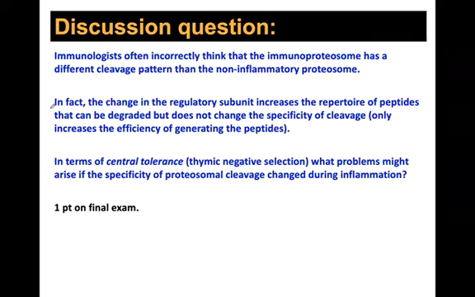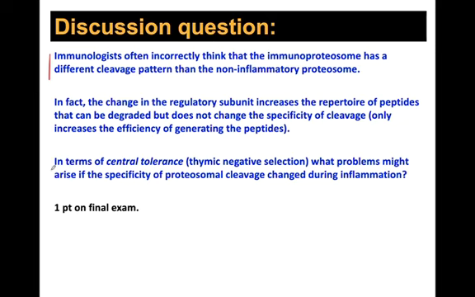Okay, and this is sort of going back to T cell development. It's often misquoted or misunderstood by immunologists, even today, that they will incorrectly say that the immunoproteasome has a different cleavage pattern than the non-inflammatory proteasome. And in fact, this is not true. It's actually increasing the efficiency of the process, where it's taking in stuff that doesn't have to be ubiquitinated, and it increases the efficiency of cutting the peptides, but it's not changing how it cuts fundamentally.